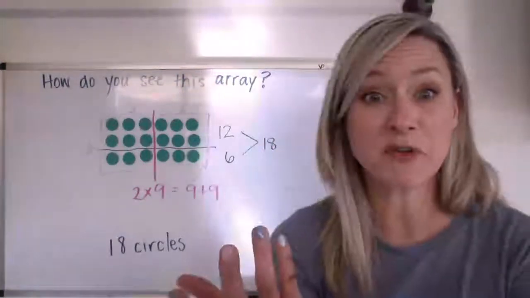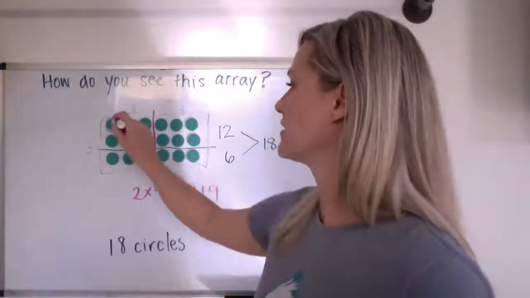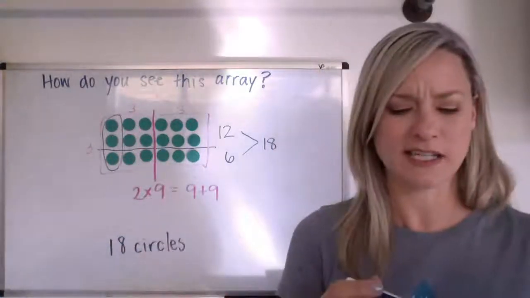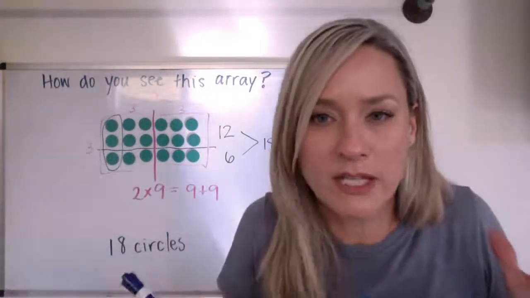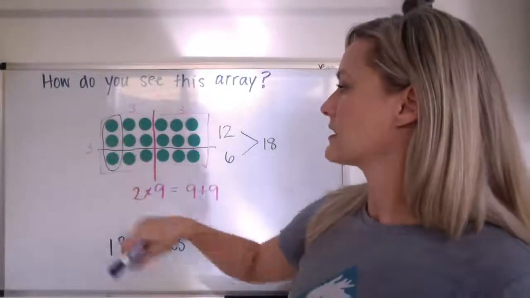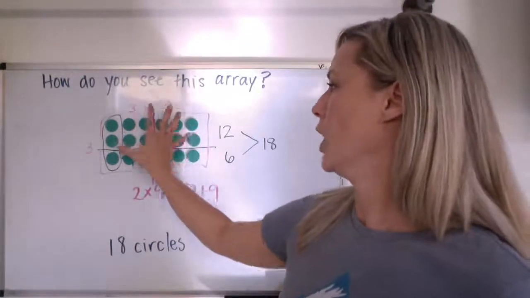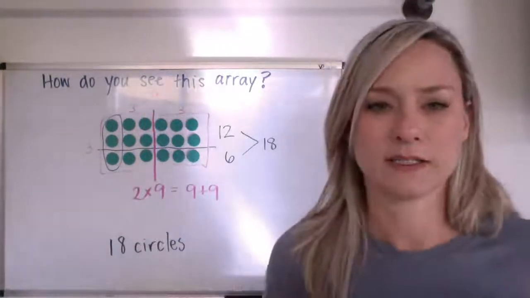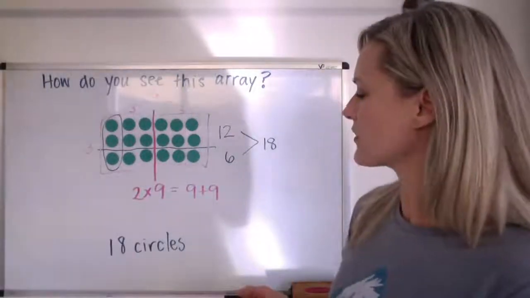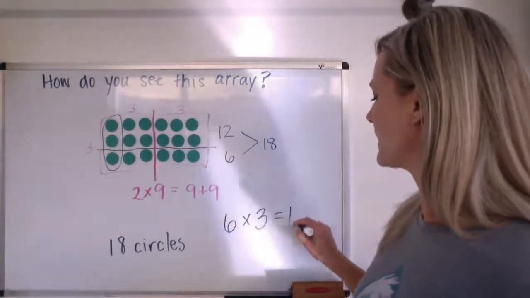Maybe some of you just saw them in columns of 3s, like this. And you just counted. Let's count by 3s. Ready? Get ready. Here we go. 3, 6, 9, 12, 15, 18. All right, so 6 groups of 3 makes 18. Well, let's write that down. 6 groups of 3 makes 18.